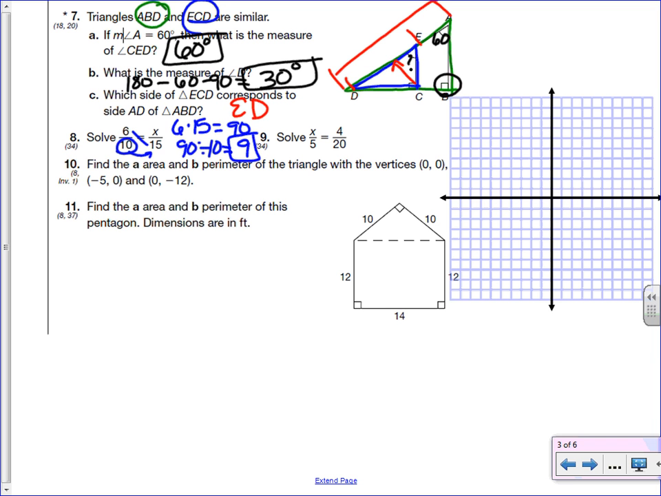That's your answer. In number 9, another way to solve a proportion is to look and say, okay, to go from one side to the other, what do I do? To go from 5 to 20, I multiply by 4. So to go from x to 4, I must have multiplied by 4. Well, what number times 4 gives me 4? That number is 1.